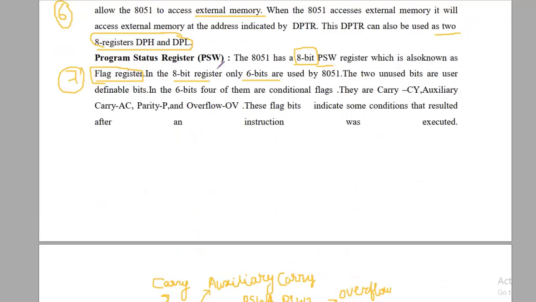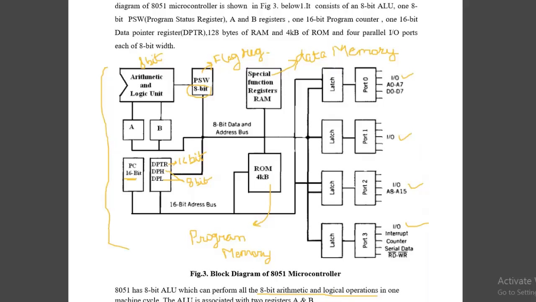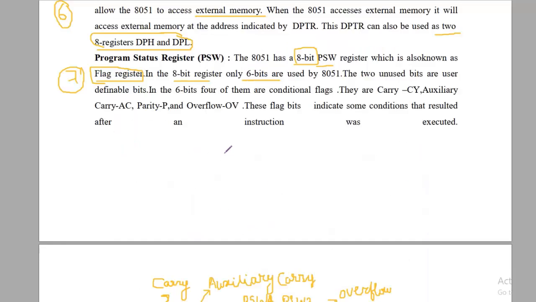So next thing is the program status register. So it is an 8-bit register which you can say is a flag register. So here it is present, the 8-bit flag register. So out of the 8 bits, 6 bits are used by 8051 and 2 bits are basically user-defined bits that can be defined by the user.